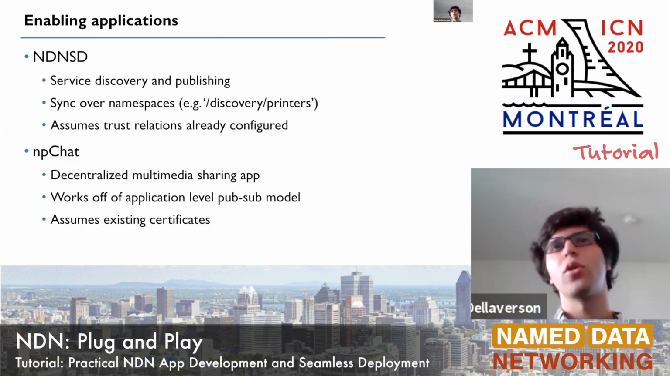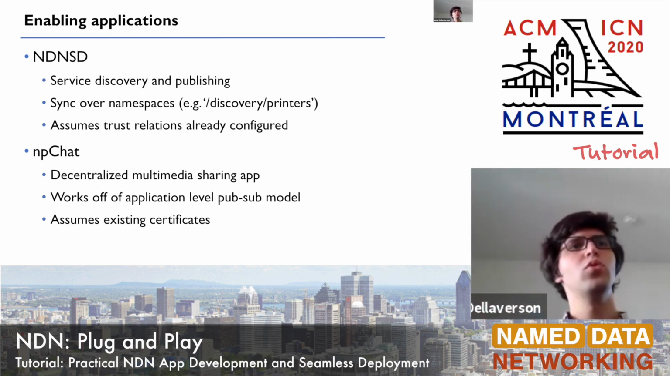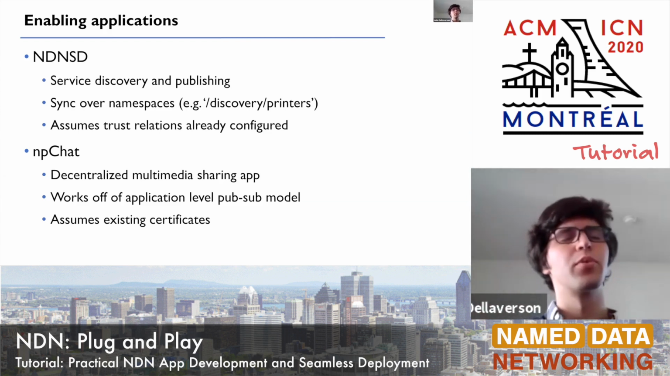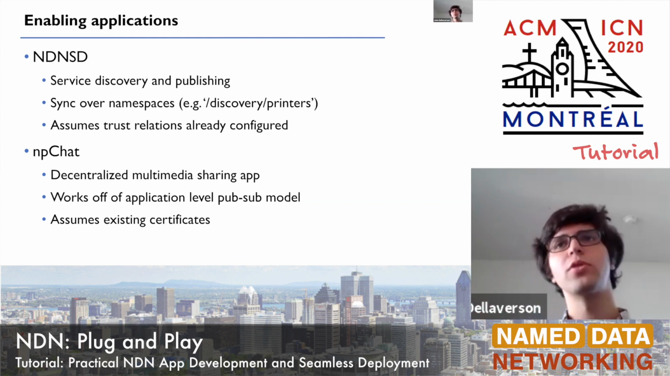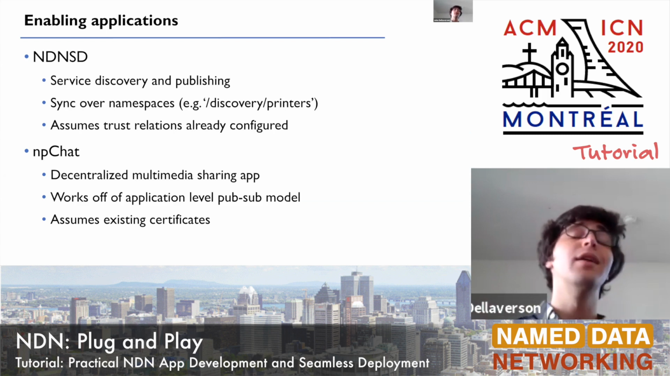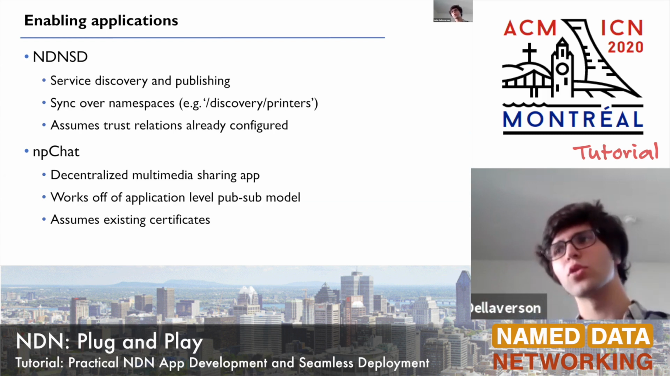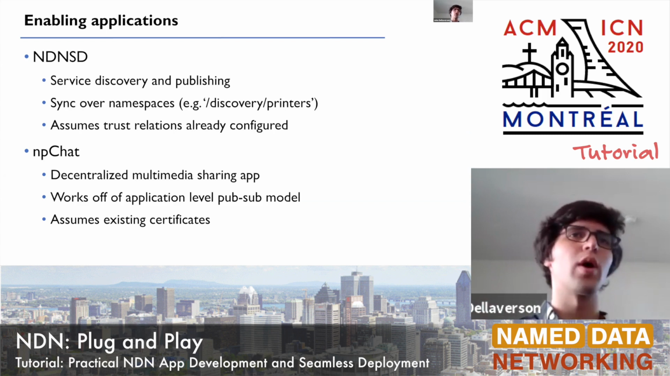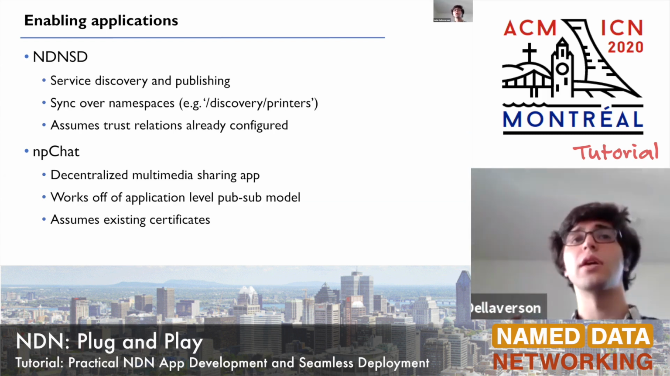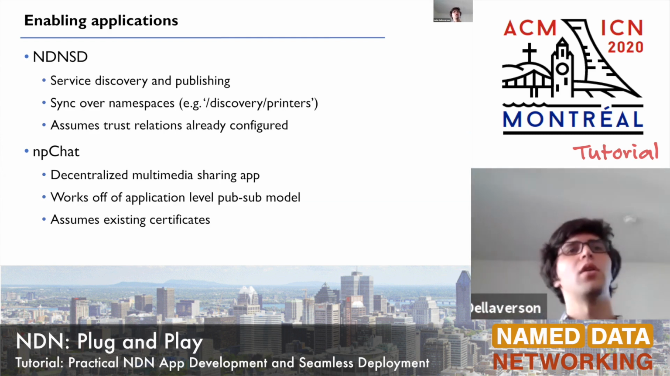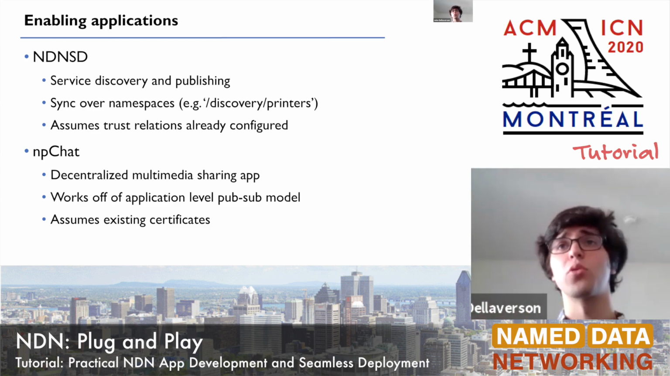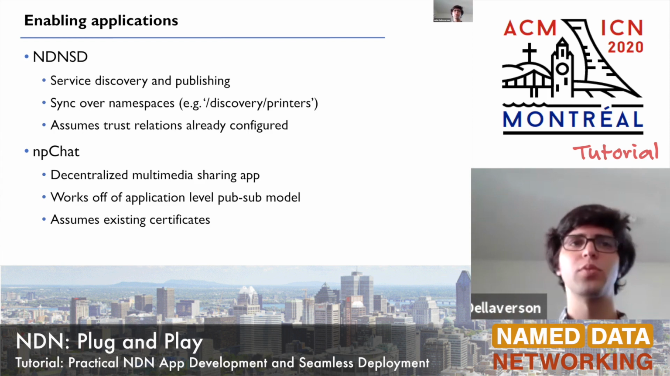So a brief note on how we think this can enable applications. Two applications that have recently been produced by the NDN community are NDN-SD and NP-Chat. And it's our hope that this sort of easy configuration can help enable those applications to actually run and to achieve wider use. So NDN-SD is a service discovery and publishing mechanism. It does this via synchronization over namespaces. If you wanted to discover a resource like printers, you run synchronization over the namespace /discovery/printers.